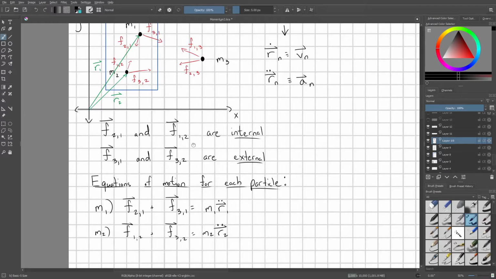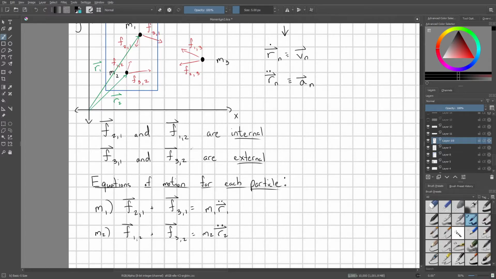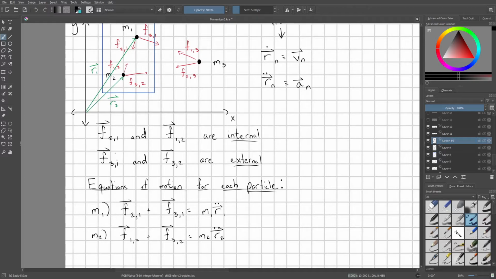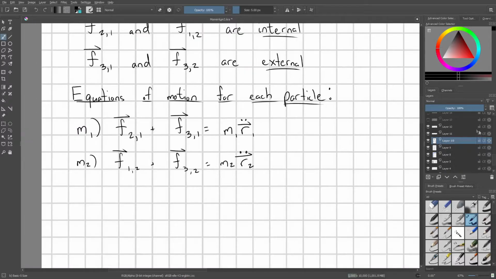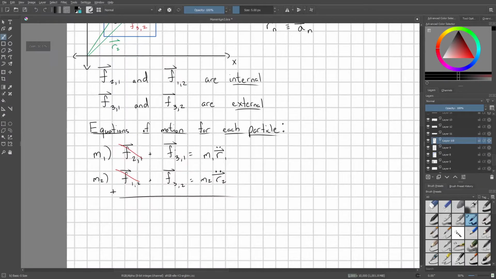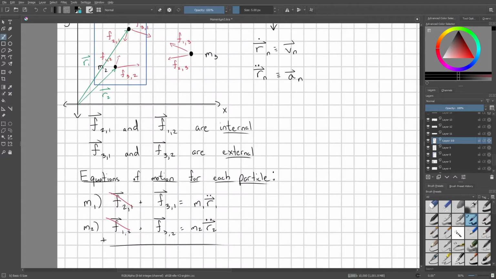Now, just like in the last video, we create equations of motion for each particle. So, for example, for M1, we have F2,1 plus F3,1, and that equals M1 times its acceleration. Right? Very simple. We do the exact same thing for M2. And now, remember, when we add these things, by Newton's third law, F2,1 and F1,2 are equal and opposite. So those guys are going to cancel out with each other. F3,1 and F3,2, we can't conclude anything about. There's going to be no cancellation between those guys.